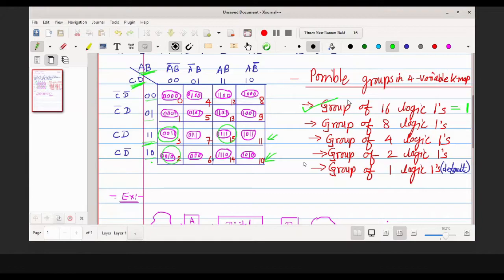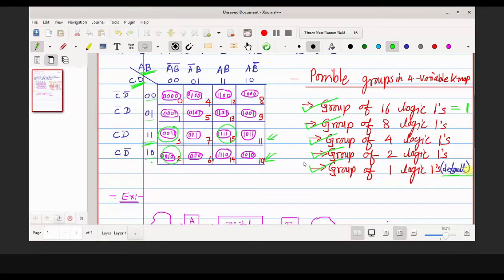If you look at the 3 variable case, the group of size 8 logic ones is always 1. Similarly, here you can see that there is a possibility of a group of 8 logic ones. Then you can have a group of 4 logic ones, a group of 2 logic ones, and finally a group of 1. That means in the group there is only one logic one.